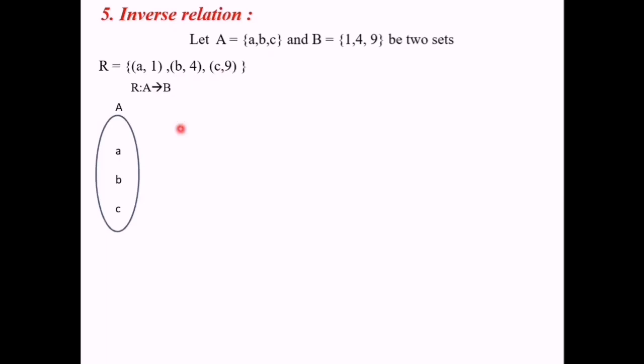Representing it in an arrow diagram, we have set A and B. The relation is from A to B. An arrow for (a, 1) is here, A to 1. Arrow from B to 4 for the ordered pair (b, 4), and (c, 9) is here. This is the arrow diagram for the relation R.